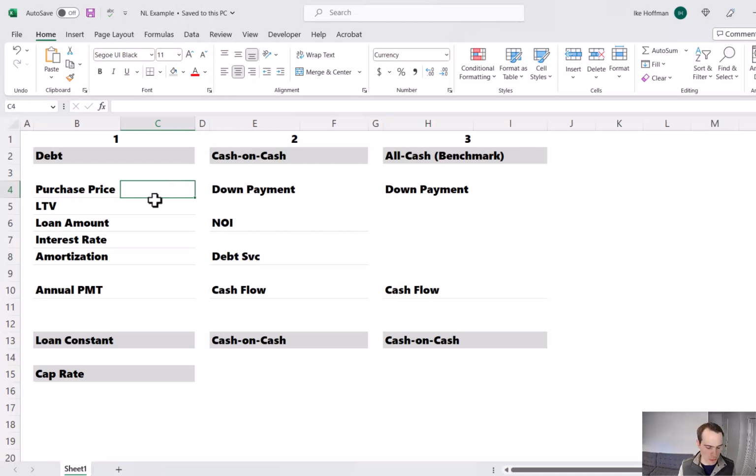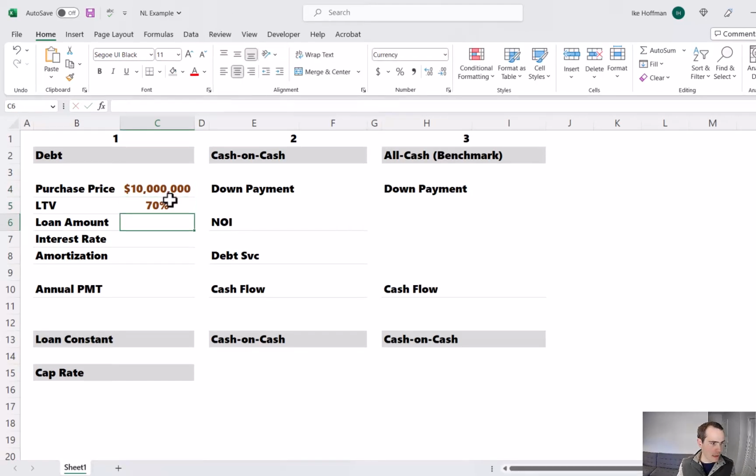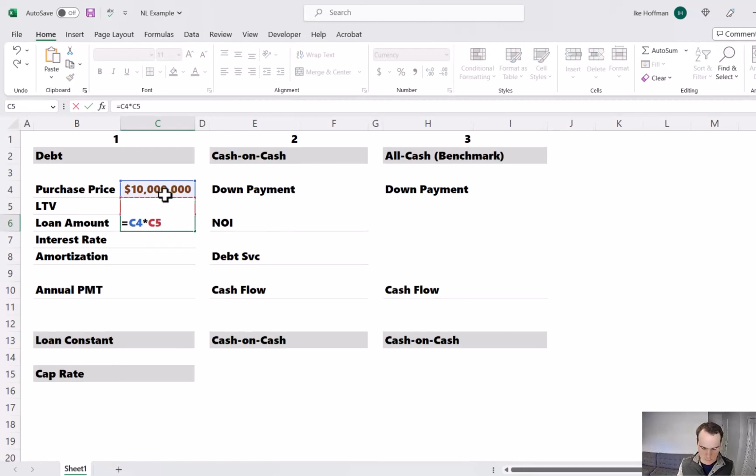Let's revisit our previous example where we're looking to purchase a property for $10 million and our LTV was 70%, meaning we would have a $3 million down payment. So our loan amount is going to be $10 million times 70%.